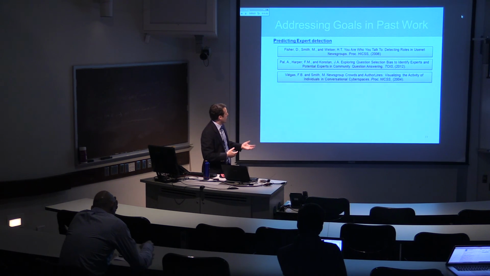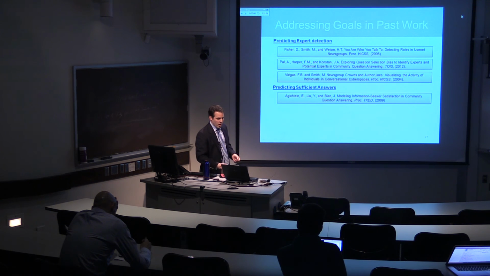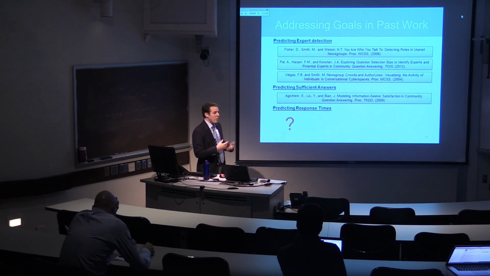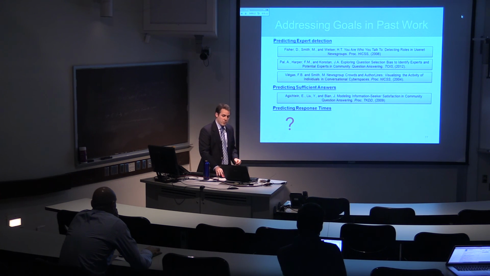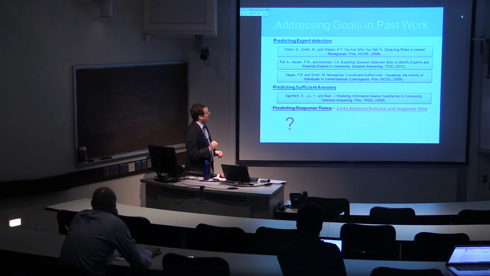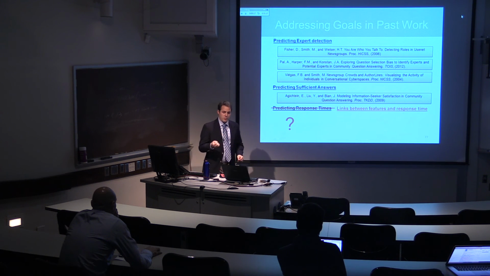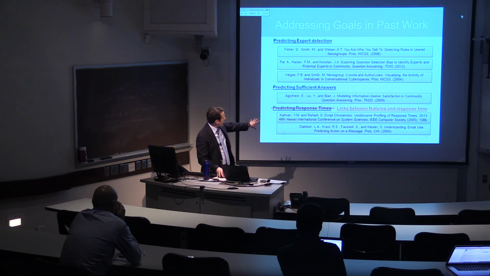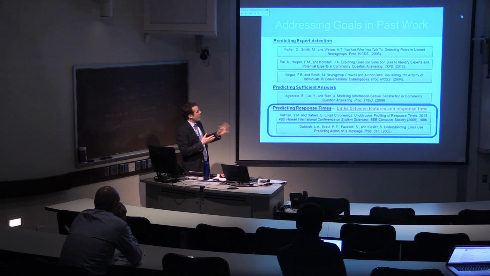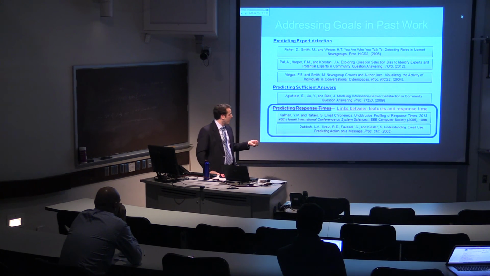Namely, there's been work in predicting expert detection and predicting sufficient answers. But when we started this work, there was no actual work in predicting response time in email and communities. However, there was work in providing links between features and response time. So we wanted to go beyond this, and these were the works that were working on that. And we wanted to go beyond this by using these features to provide response time predictions.